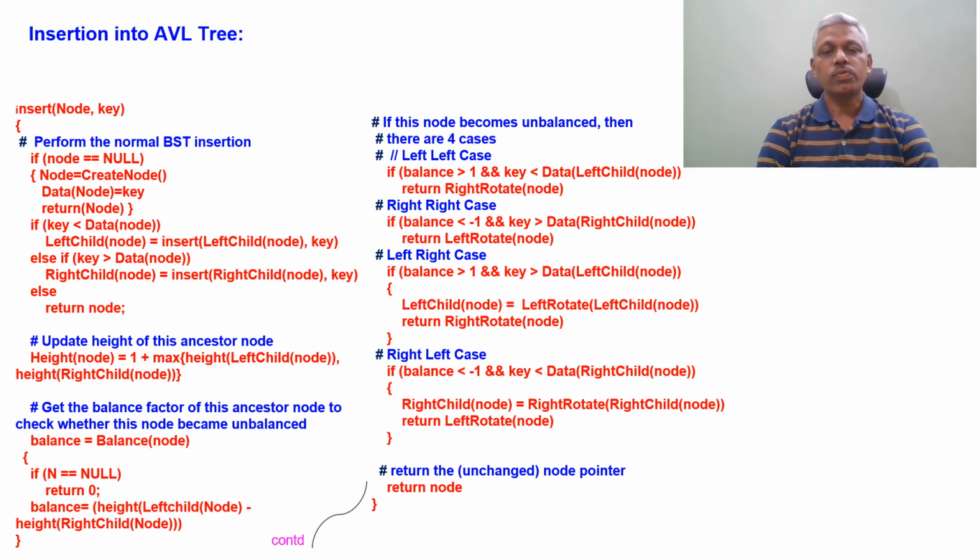Now the fourth one is if balance is less than -1 and key is less than data of right child of node. That means balance factor may be -2 or -3 or something like that, and key is less than the right child of node. That means it is added in the left part of right child of the node, right? So it is RL type of case. Then how do we achieve the balance? Again, as we have seen in the previous slide, it is a combination of 2 rotations. First, we perform the right rotate on right child of node, and then we perform the left rotation on the node. So once we achieve these 2, we'll get the balance.